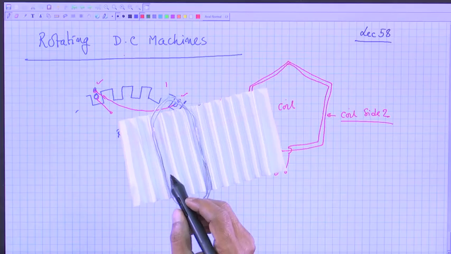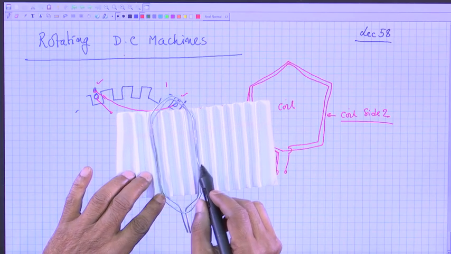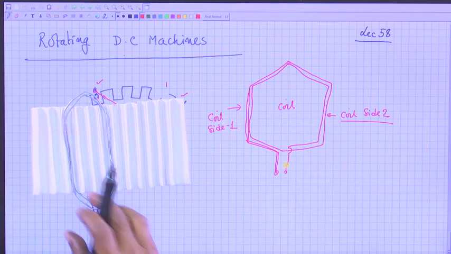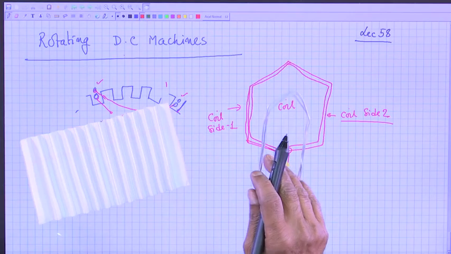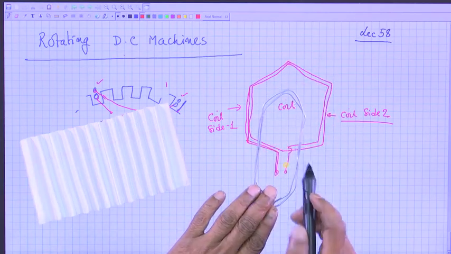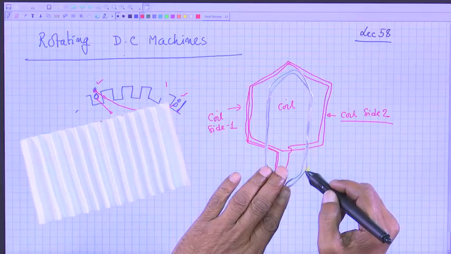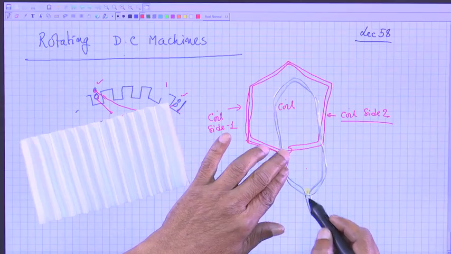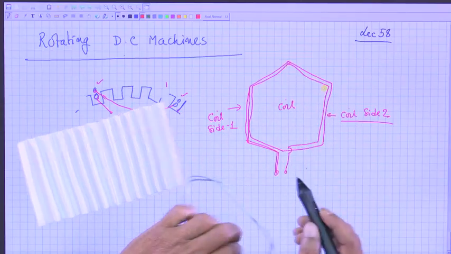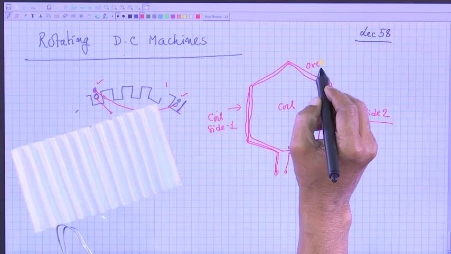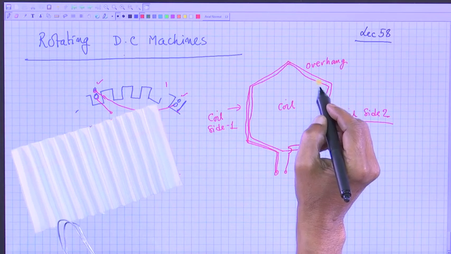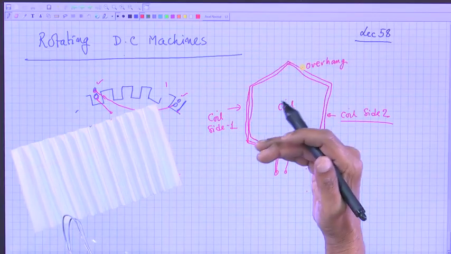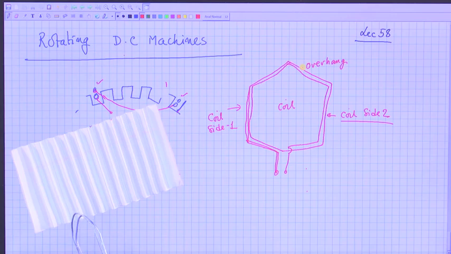Now, each coil has two coil sides, coil side 1 and coil side 2, that is what I have written here. It is almost diamond shaped. The effective length of the machine is this one, which will be under the influence of the north and south pole, and these portions are called the overhang of the coil. There no voltages will be induced, because it will be outside the purview of the magnetic field produced by the stator when it is running.